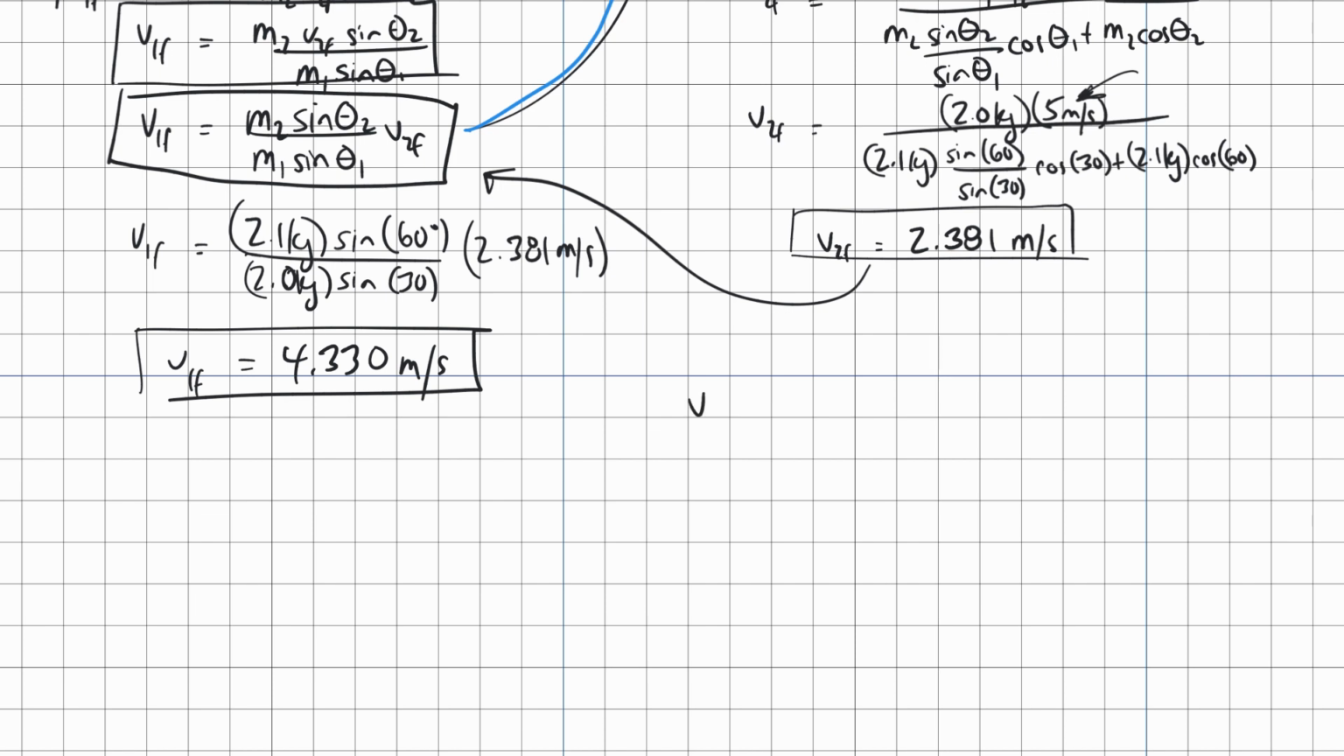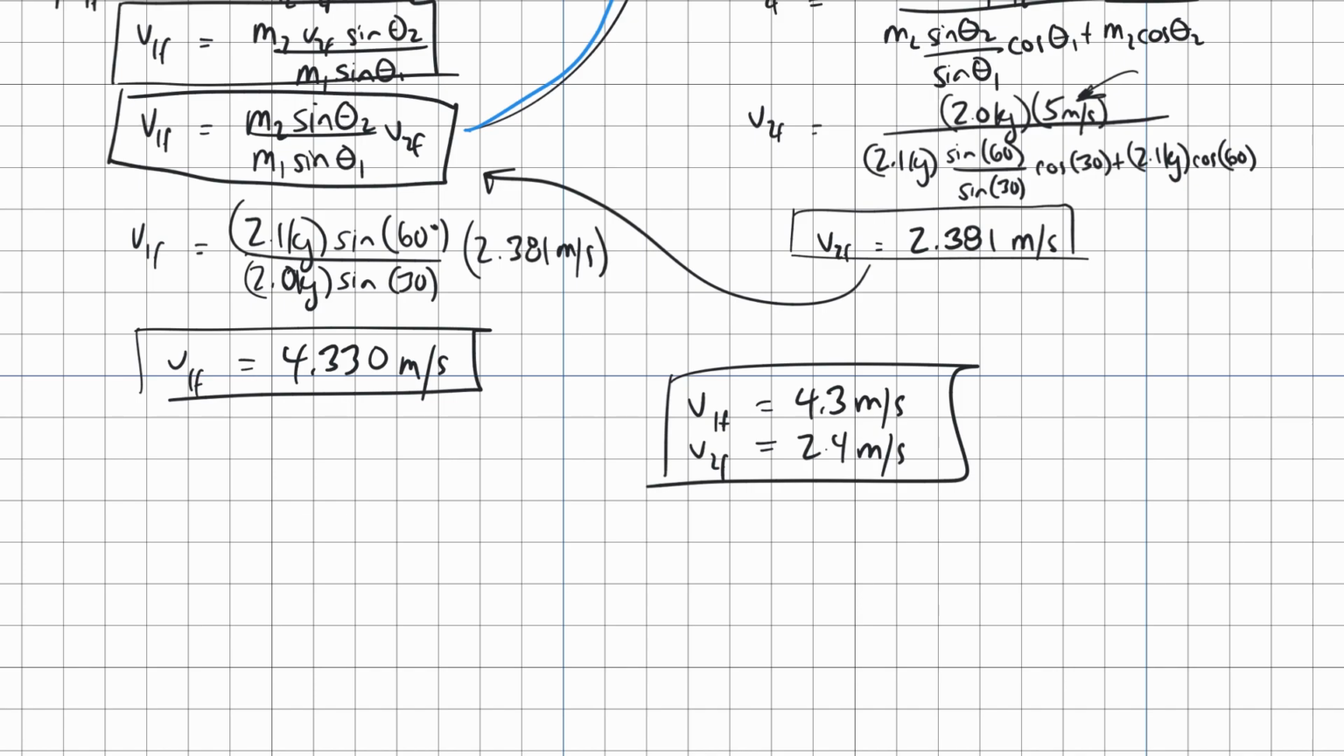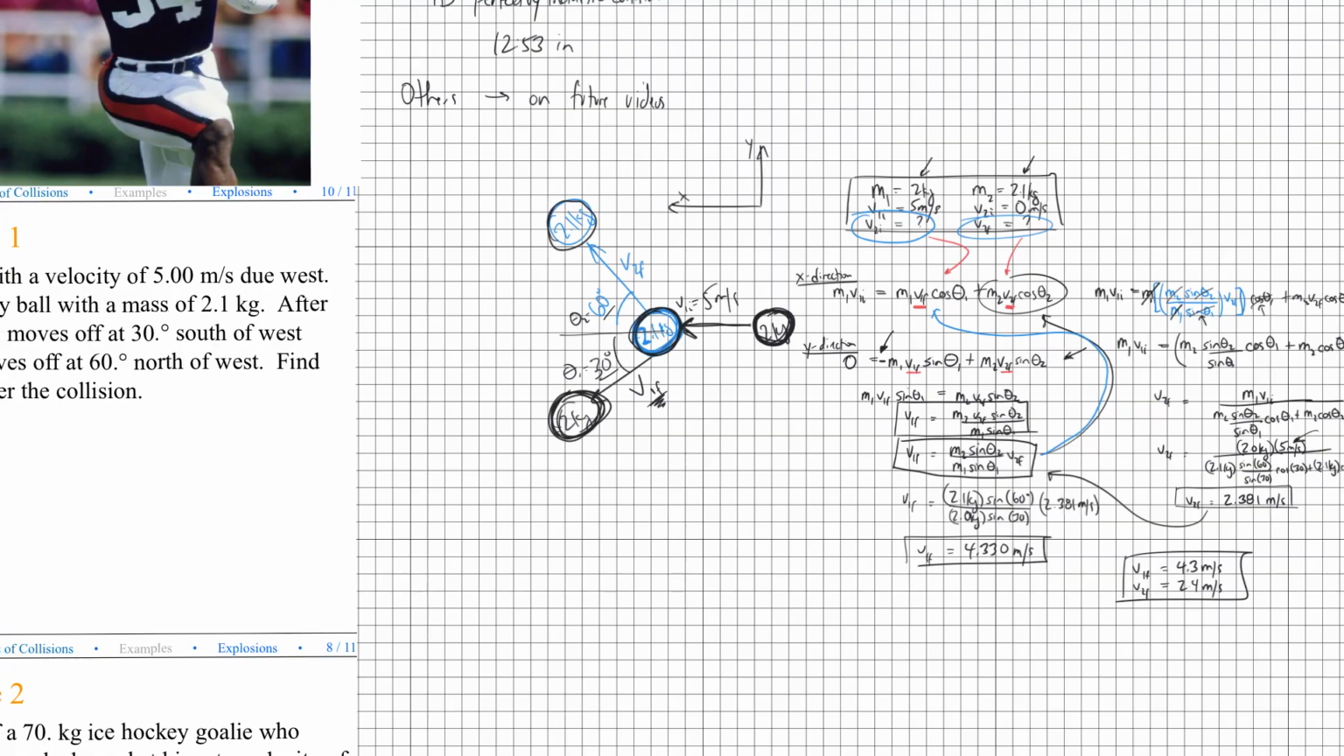So our final answer here is going to be V1F, V2F. I guess V1F will be 4.3 meters per second, and V2F will be 2.4 meters per second with 2 sig figs. Okay? All right, so that's example 1. I'm actually surprised I was able to do that correctly. I have a pretty bad headache. Okay, so there's number 1.